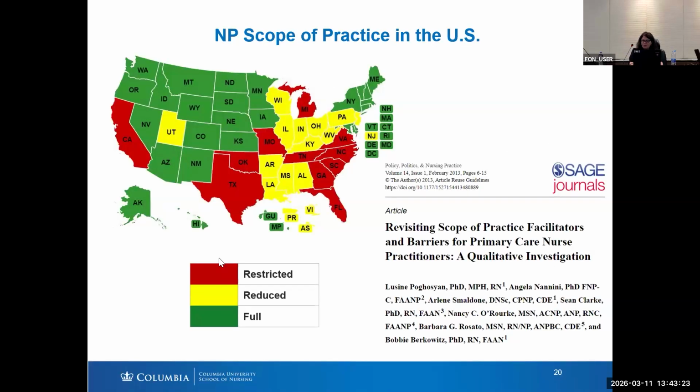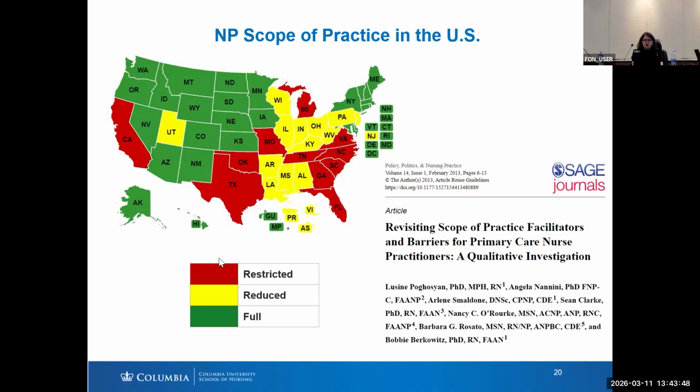This is a US map. There are also state level issues. As you know, the US is a big country. There are many states with many rules and regulations. So in this map, green states are the ones where nurse practitioners can freely deliver care to patients.